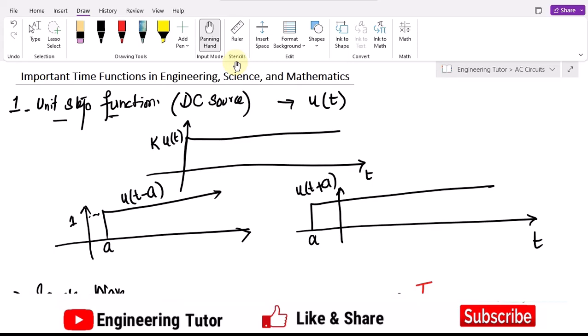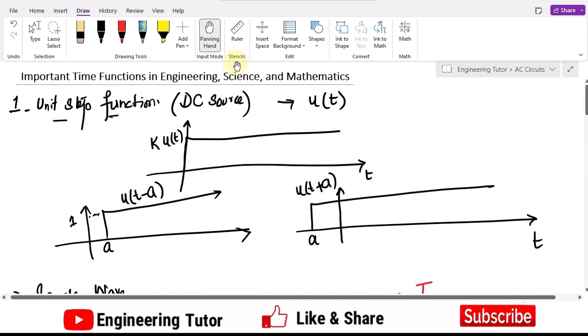I will see you in a very comprehensive lecture in which I will describe the S domain equivalent of these waveforms, which will be used to test our different circuits which will be in the S domain.